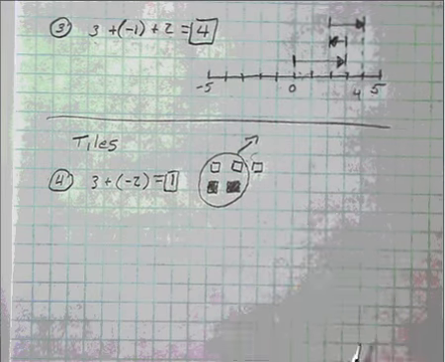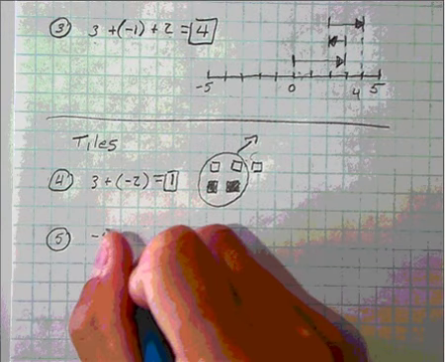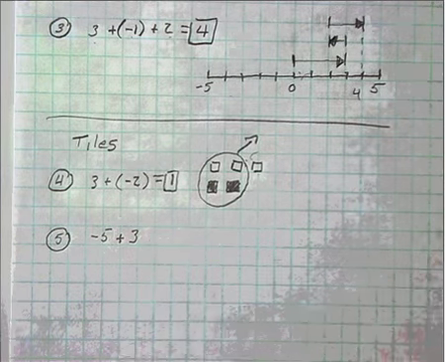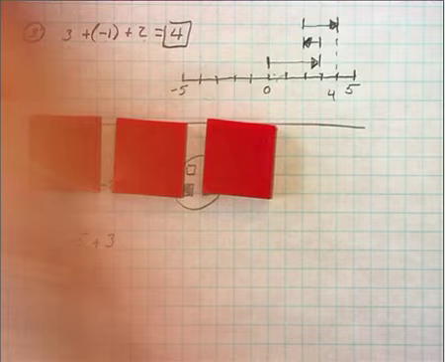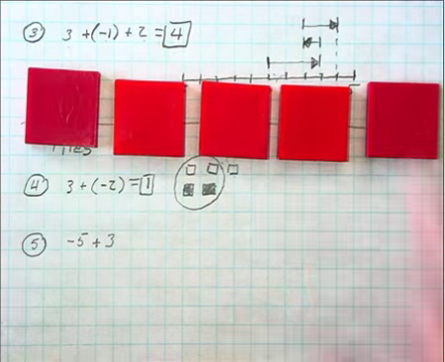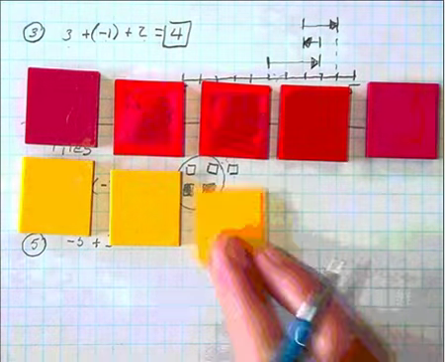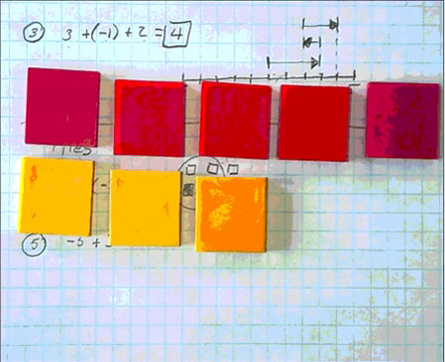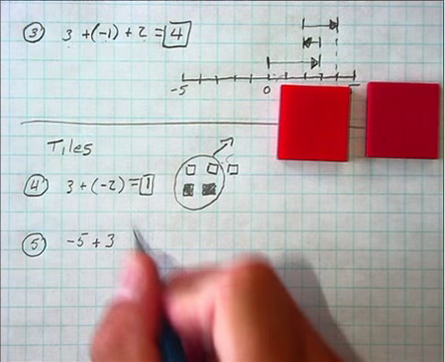Let's look at another tile situation. So if I've got 5 negatives and I'm adding to it 3 positives. Same type of problem. Let's see here. 1, 2, 3, 4, 5. Now I've got 5 negatives, and I've got 3 positives. 1, 2, 3. How many 0 pairs do I have there? Smart. 3. 1, 2, 3 0 pairs. So my answer, -2.